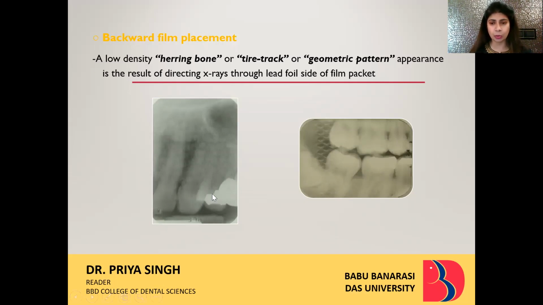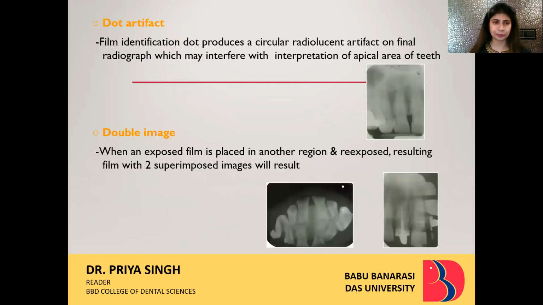As you can see in both these radiographs, you can see the tire track appearance. This tire track appearance can be avoided; you can be relieved of it if the film placement has been done properly. Whereas if you reverse the film in the oral cavity, it will lead to this kind of appearance. So beforehand, you should know which is the tube side of the IOPA film.